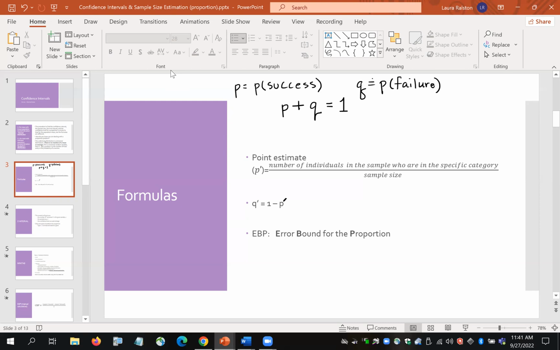and sorry, I left off a notation there. I'll have to fix that. Okay, Q prime is 1 minus P prime, which would represent the probability of failure for that specific example. The notation for the error bound for the mean changes slightly. It becomes EBP. P is for proportion. So it's the error bound for the proportion. Okay, so you're going to need to know the formula for P prime, and eventually you will need to know the formula for Q prime, which is 1 minus P prime.